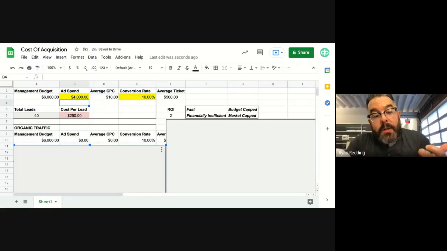Now, organic is anything that is on page 1 of Google, anything that's in the map section. These are ways that you're not paying per click, you're not paying per lead. Customers are naturally finding you because Google is recommending you by their algorithms. So I'm going to keep all this the same. I'm going to keep the management budget the same. Let's not change any variables there, but you're not spending money on ads. There is no cost per click. And let's say your conversion rate's the same. You can totally change any of these things, but let's pretend that it is.